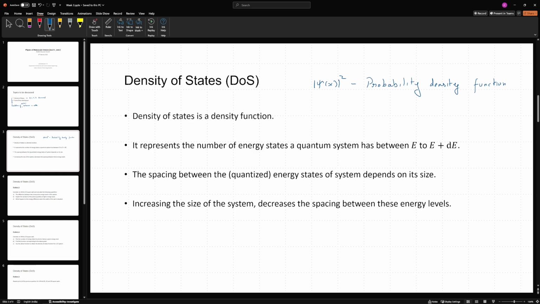DOS is typically denoted by the symbol D of E. So D of E is a density function, and it represents the number of energy states a quantum system has between energy E to E plus dE, just like what we saw in the case of the probability density function, which gives the probability of finding the particle between position coordinates x to x plus dx. So one should not just look at the value of the density function and say, this is how many states I have. We are supposed to integrate over an interval.